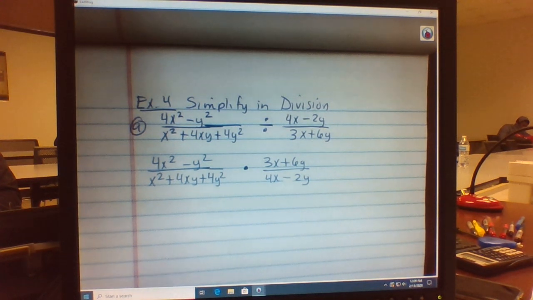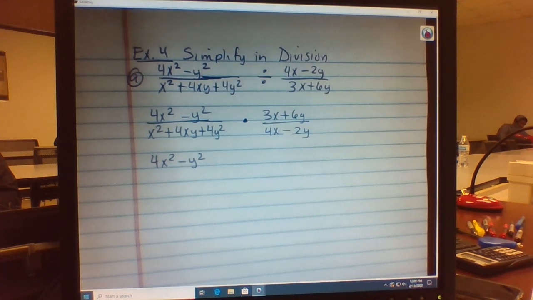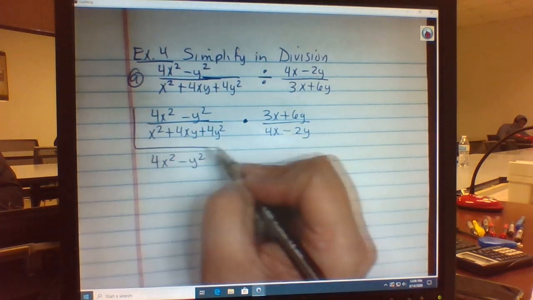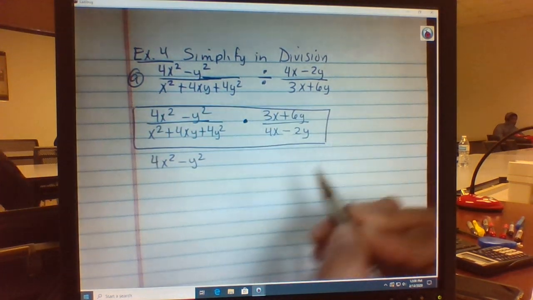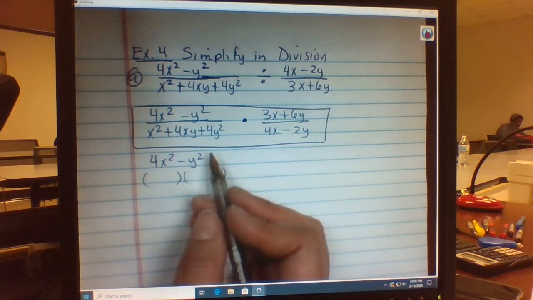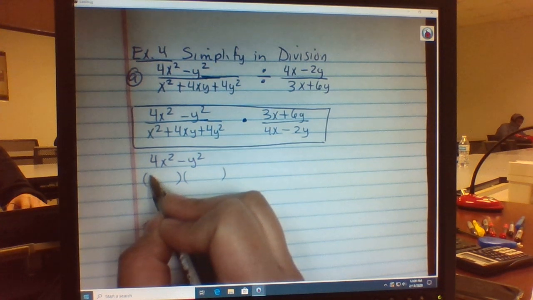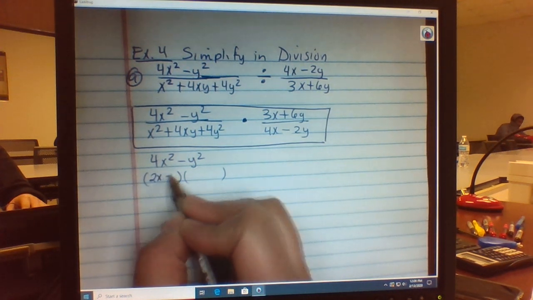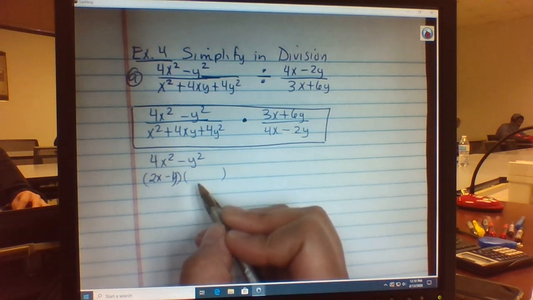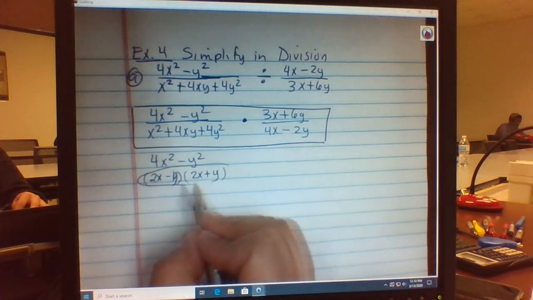So when we look at the first fraction, and we look at the numerator, this is a what? Can you take the square root of 4? Can you take the square root of 1? It's a difference of squares, so this becomes what? 2x minus 1y, and 2x plus 1y. Perfect, sorry. Falling off the wagon.